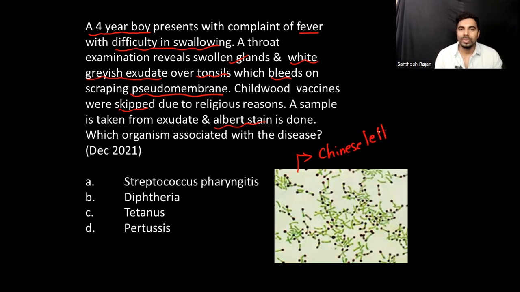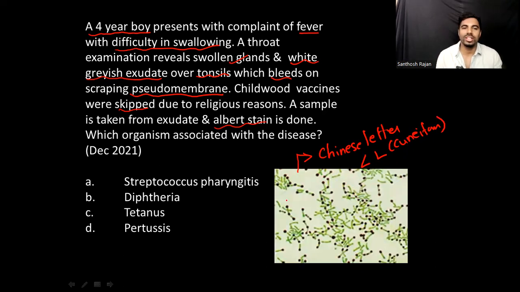Chinese letter pattern. You can see different patterns, like L form, C form, Q form, different types of forms. That's what they also call cuneiform. You also call it cuneiform letters. Cuneiform letters, Chinese letter pattern or cuneiform pattern. That's a typical feature.